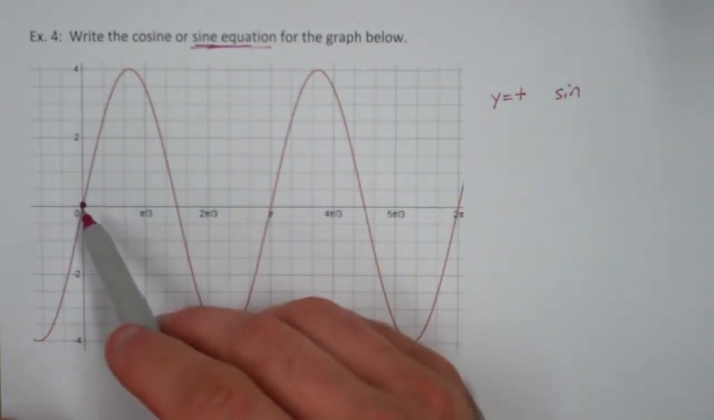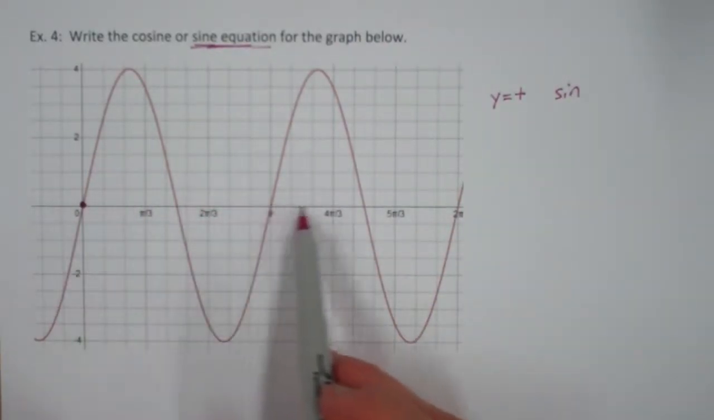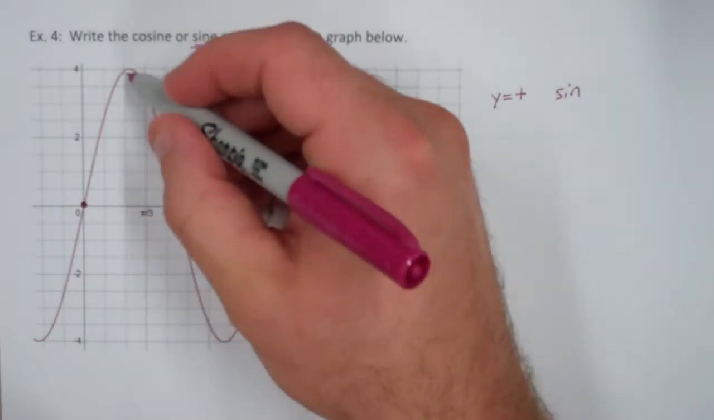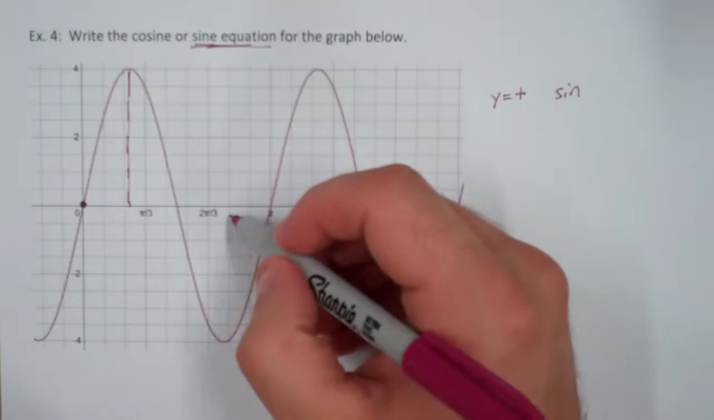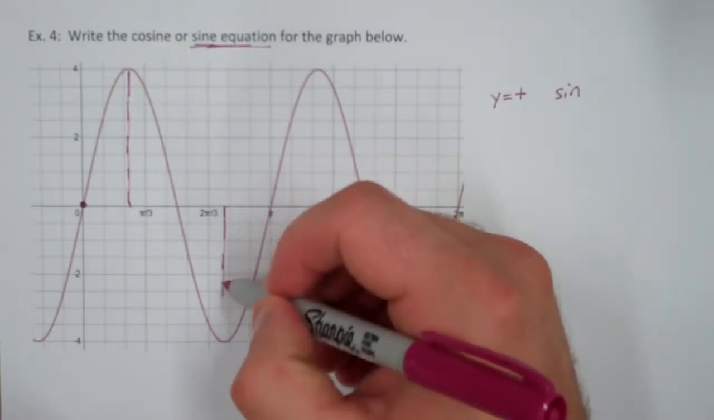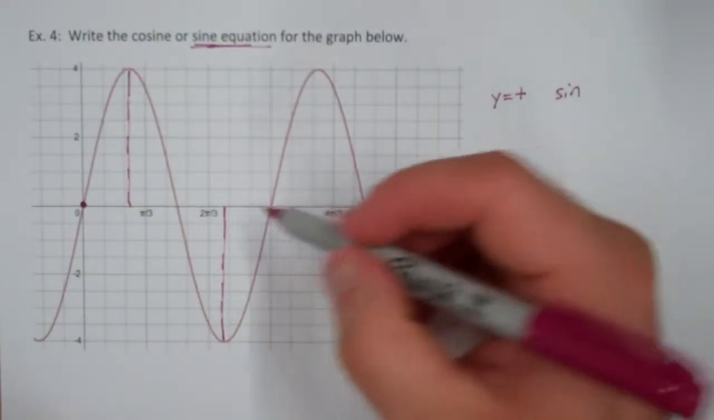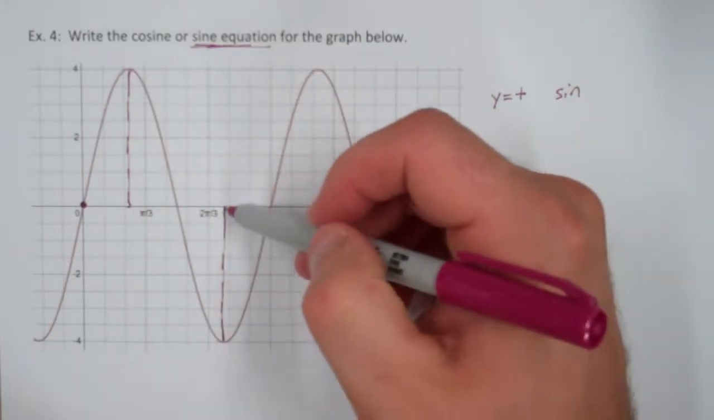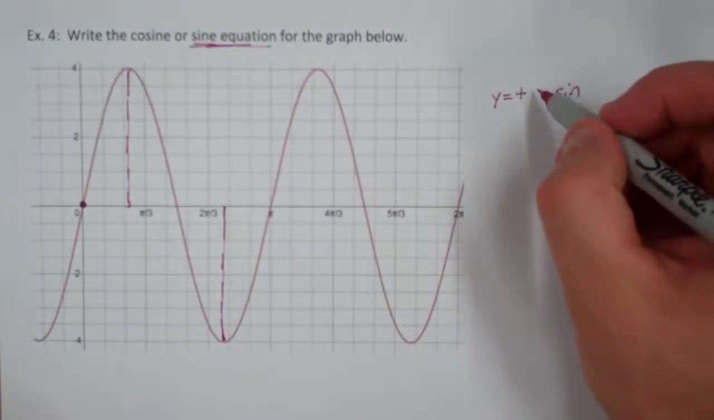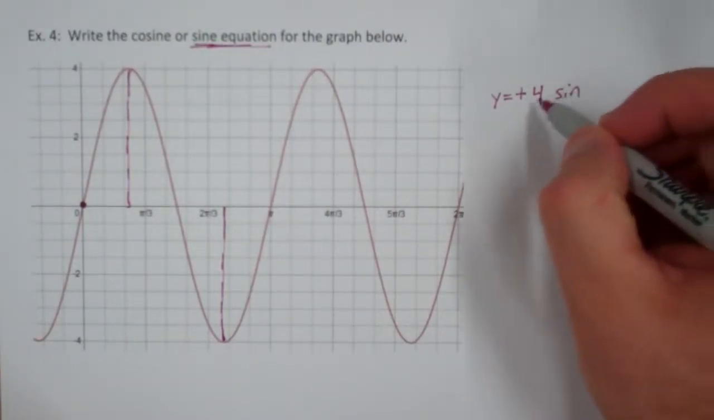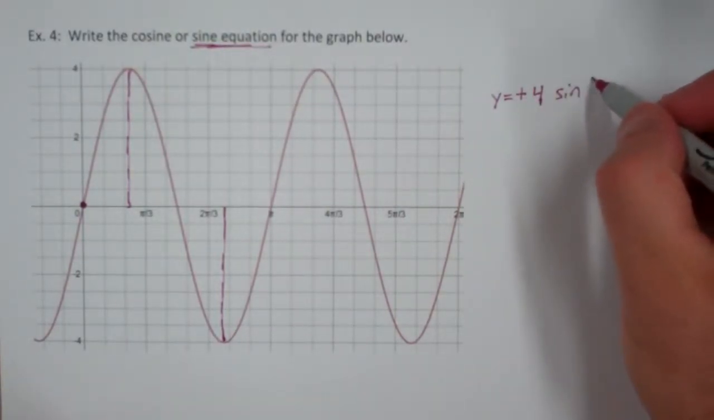The next thing I can take a look at is from the midline to the top of a peak right here. Or if you prefer, you can go down to a valley, that's fine. This distance here in magenta is the same as this one over here. And that distance appears to be 4. So our value of A here will be positive 4.